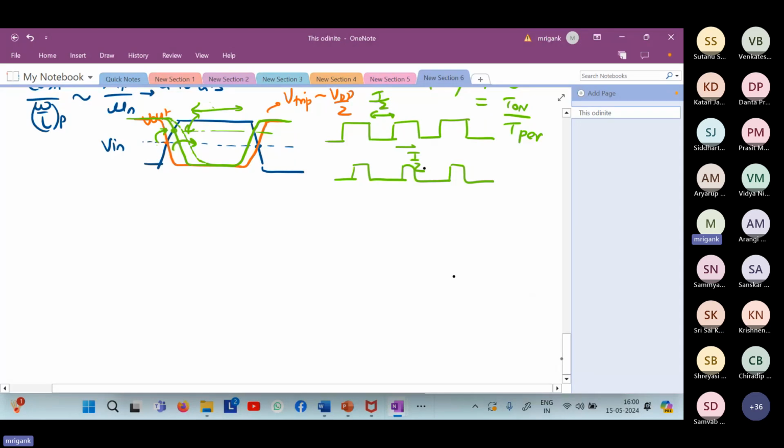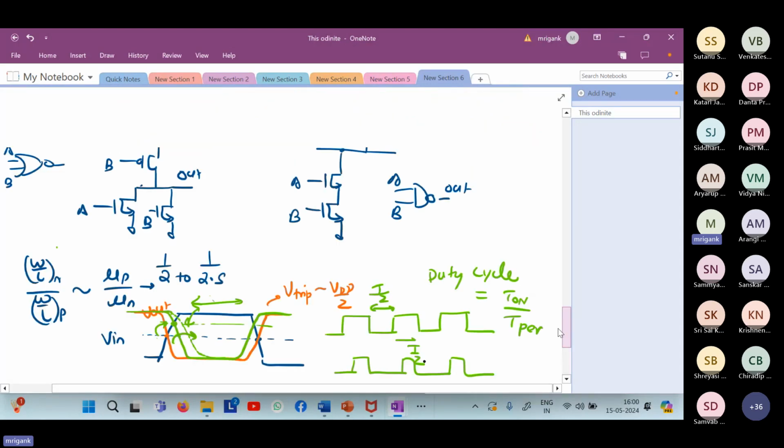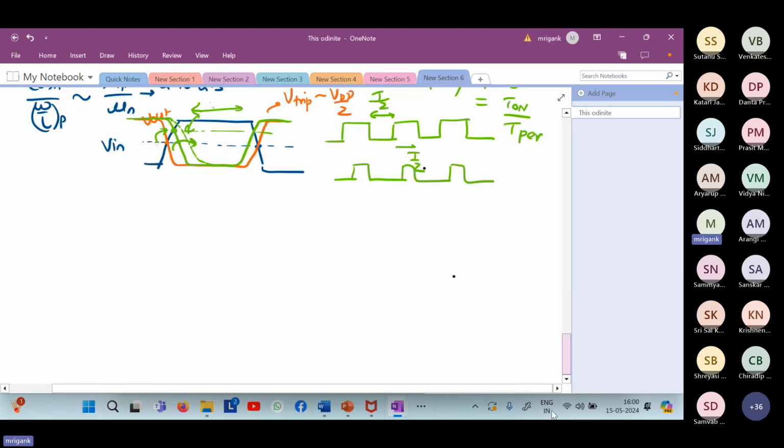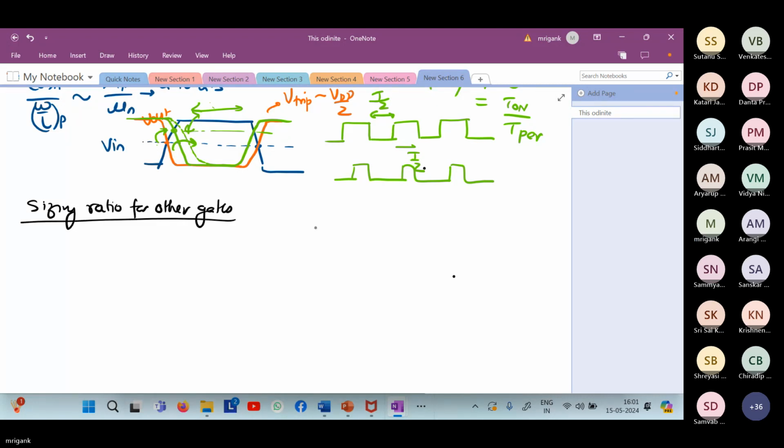So rather than redrawing it, I can copy it also. Let me see. Or I can simply redraw it. Doesn't take time. So now, for sizing ratio for other gates, for NMOS, what is happening? Sorry, for the NOR gate, what is happening?